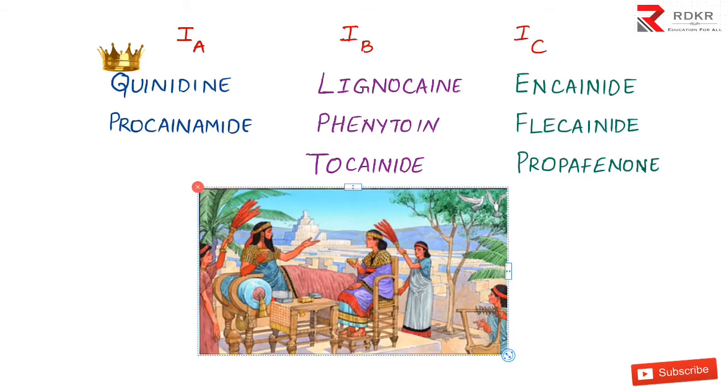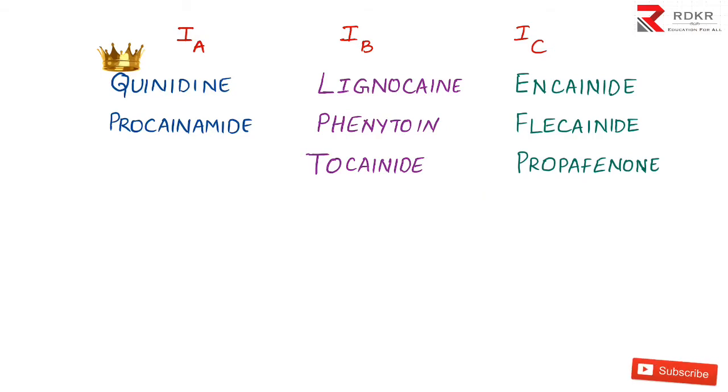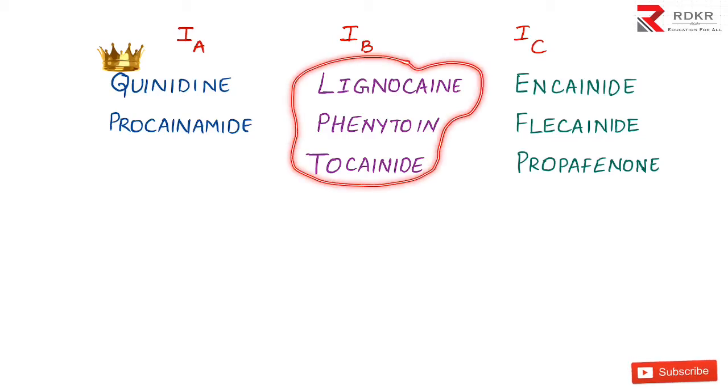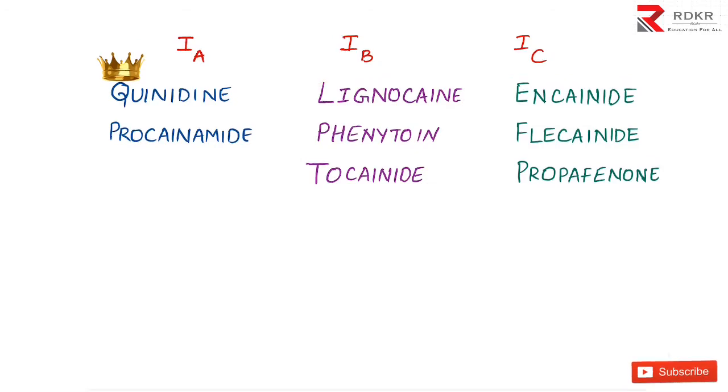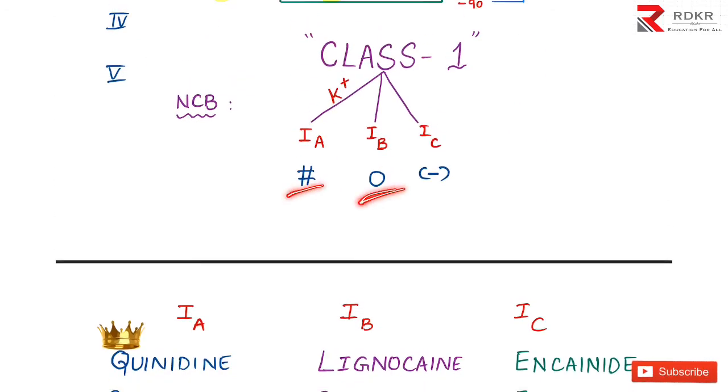And the 1C has other drugs like encainide, flecainide and propafenone. Okay, so if you remember the A and B, you can rule out the C. So there may be an MCQ like all of the following come under 1B, or all of the following have the property of potassium channel openers, like 1B or potassium channel openers. Am I right? As I just discussed here, openers, blockers.